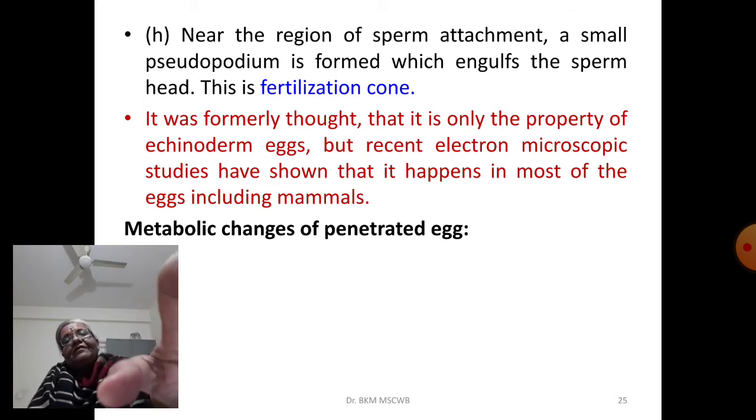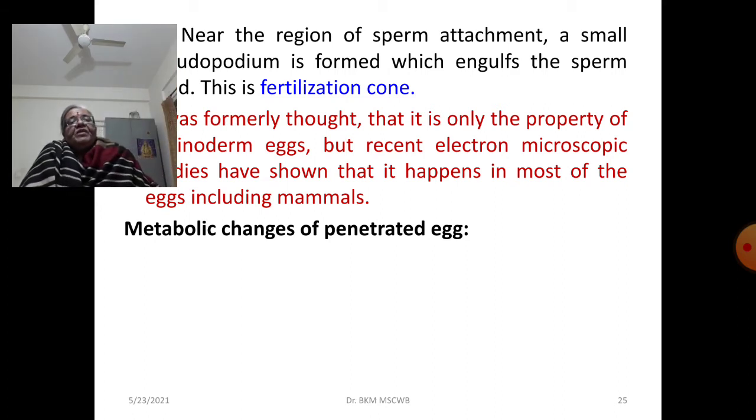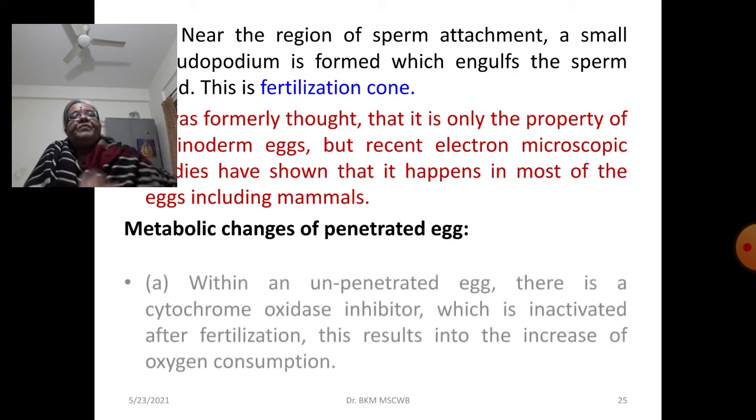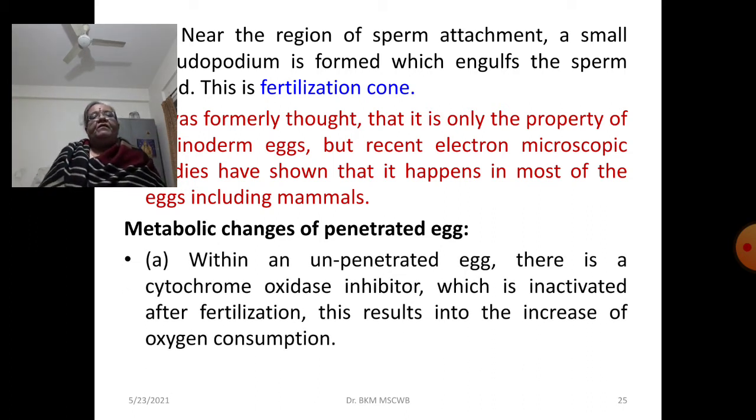Okay. After this, you have to learn one more concept. What are the metabolic changes that you see in a penetrated egg? Now, first one. See, in an unpenetrated egg, when the egg is still in its sleeping state, there is a cytochrome oxidase inhibitor, which is inactivated after fertilization. Once the sperm enters, this particular chemical inhibitor is inactivated.